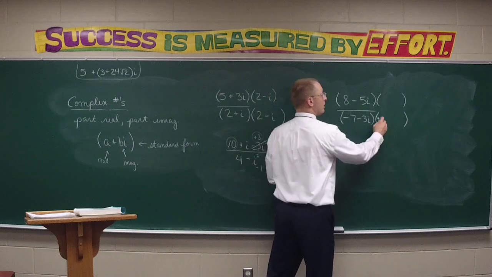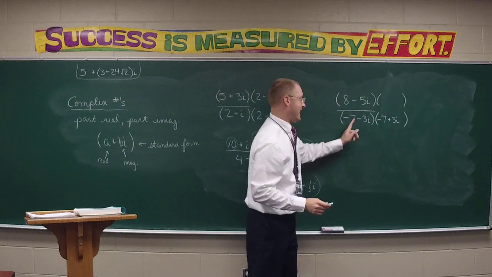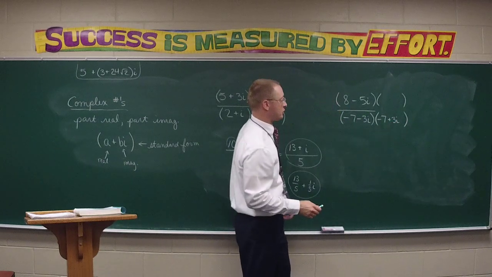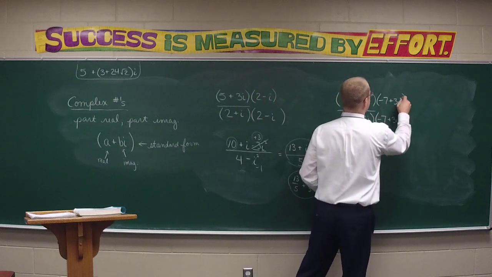Negative 3. There we go. The first term will keep whatever sign it had. It's just the middle that's going to change. Negative 7 plus 3i. Of course, what we do to the bottom, we do to the top. So negative 7 plus 3i here also.